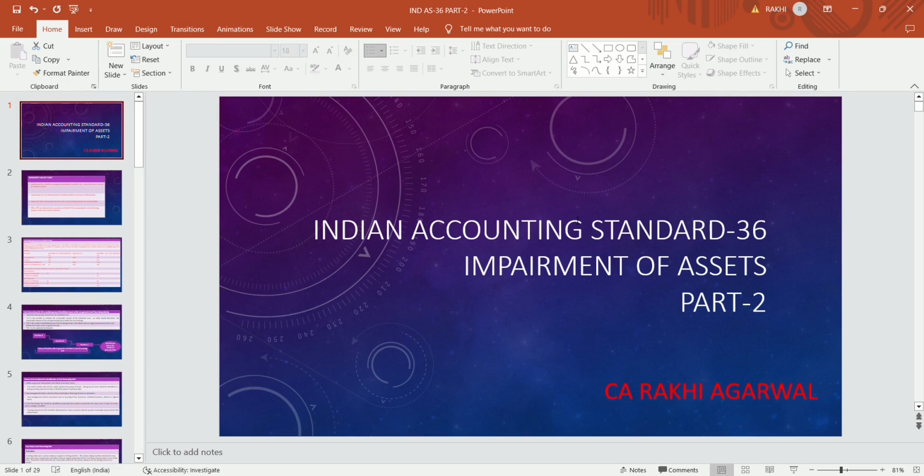That means the higher of fair value less cost to sell or value in use, we will consider as the recoverable amount. Then we will compare that recoverable amount with the carrying amount. If the recoverable amount is less than the carrying amount, then there is an impairment loss. How we will calculate the fair value, what items are there to find out the fair value less cost to sell, and how we will find out the value in use, we have already studied. Now we will continue our topic with further discussion.